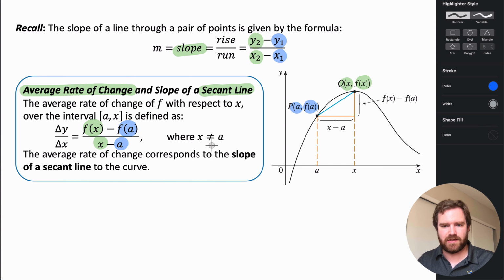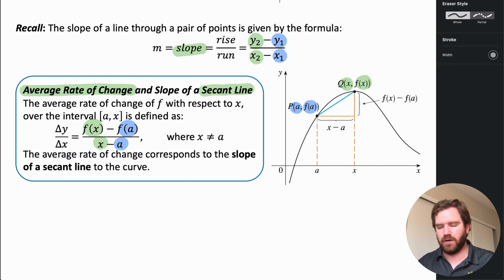Now we're told that x cannot equal a, because if x is equal to a, the denominator is 0, and we have an undefined value. So when we're talking about average rate of change, generally it's just talking about the slope of our secant line going through our curve.